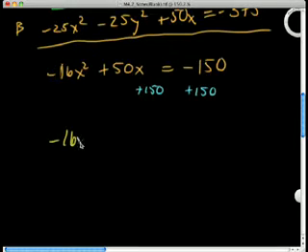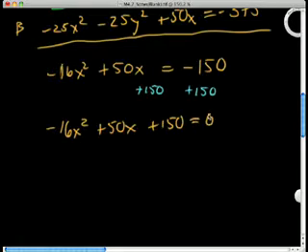So this is negative 16x squared plus 50x plus 150 equals 0. And as a matter of fact, I might just go through and change all the signs. I could even technically divide through by a common term.